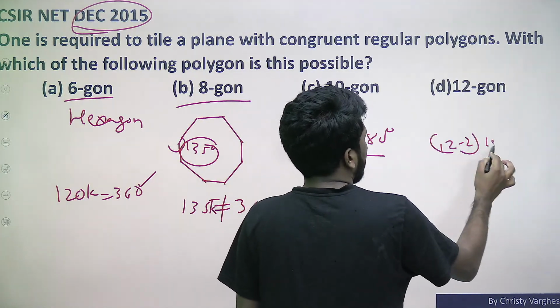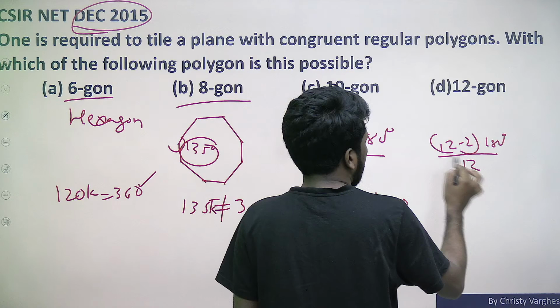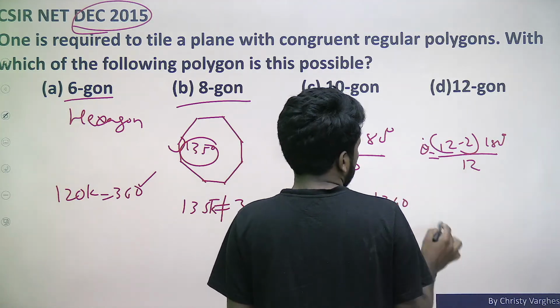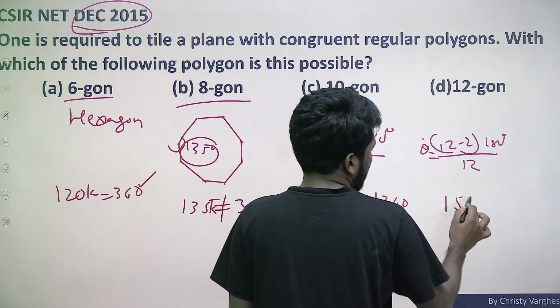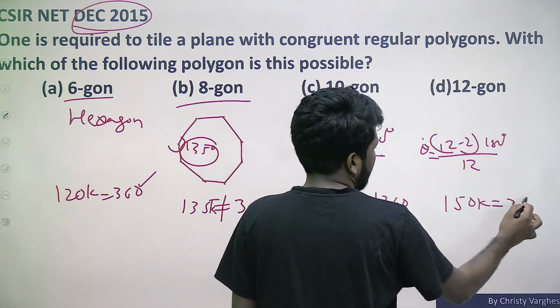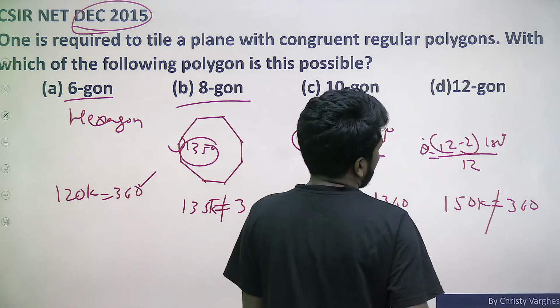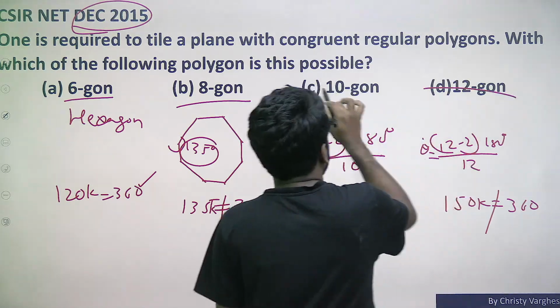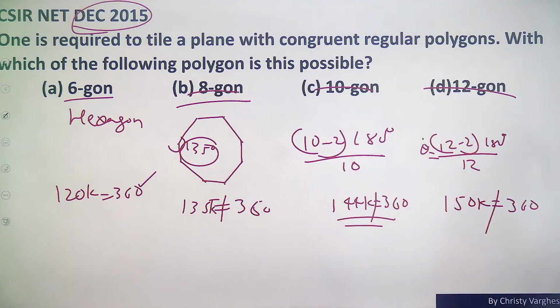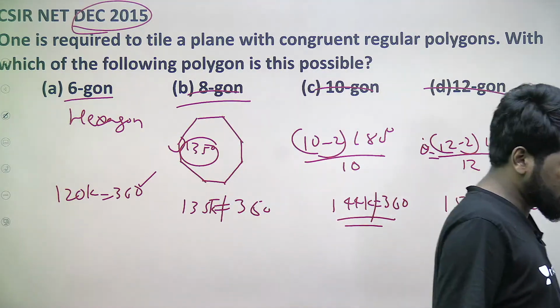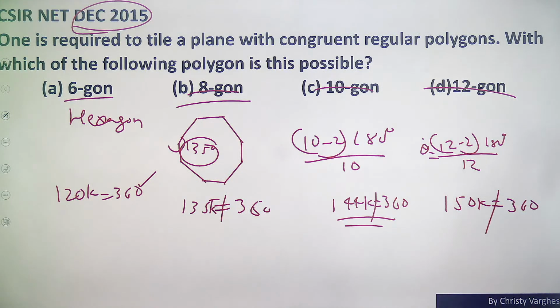Similarly, for the 12-gon, 12 minus 2 into 180 degree divided by 12 will be each of the angles. So each angle will come up to 10 into 180 by 12, which is 150 degree. 150 is not a factor of 360, so this tiling is also not possible. I explain this much so that you get more confidence in this topic. I hope it is clear. Please respond. Is it clear or not?